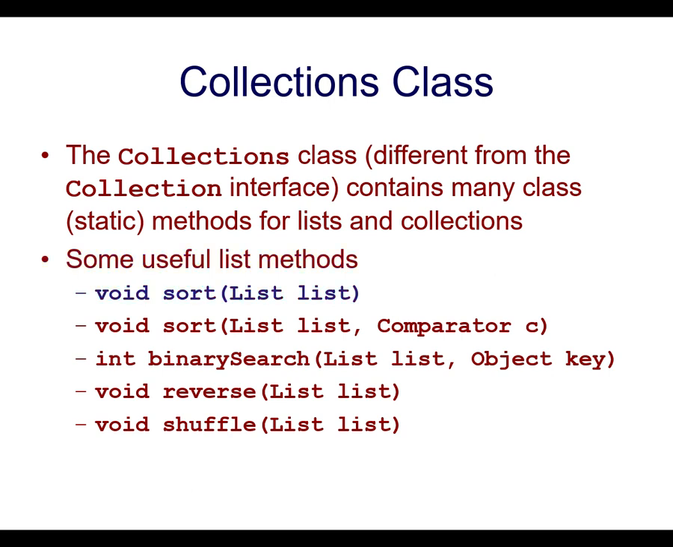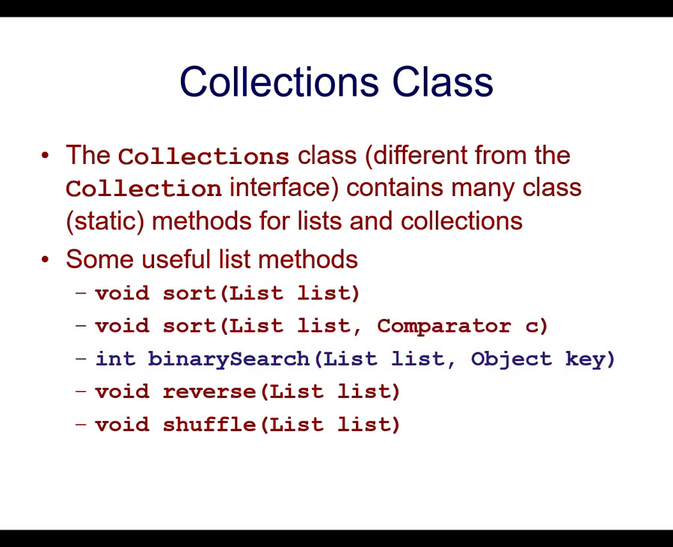The first is the sort method that accepts only a list as a parameter. This method is actually a generic method whose generic type is the type of the elements in the list. That type must implement comparable because it uses the compare_to method to perform the sort. The second method is another overloading of sort. This method requires a second parameter, which is a comparator. It uses the compare method of that comparator to perform the sort.